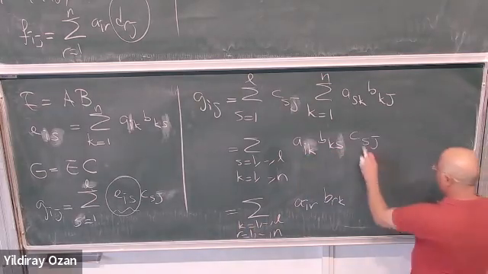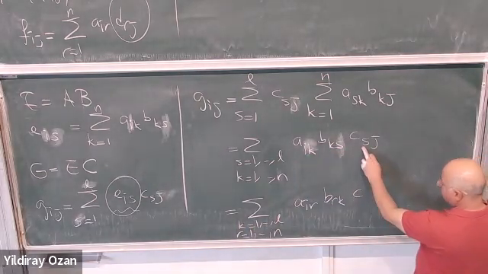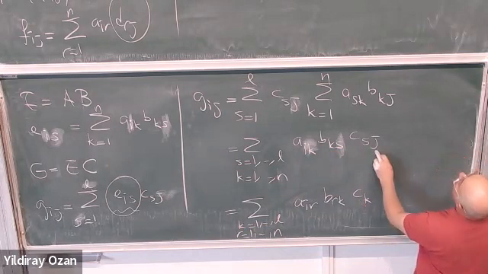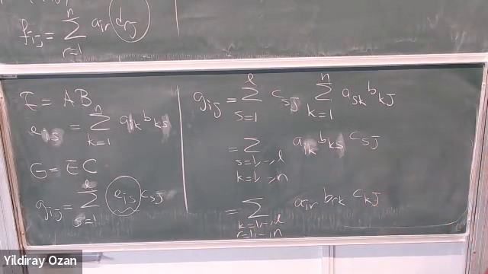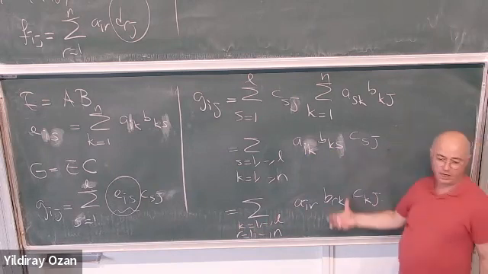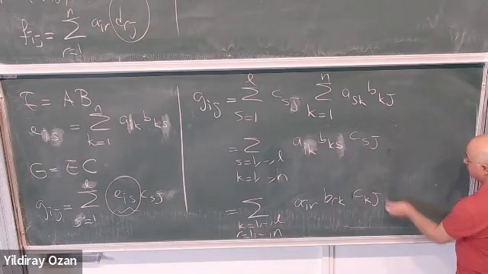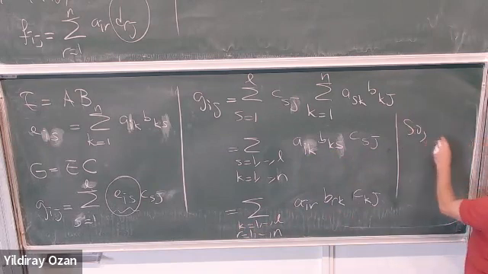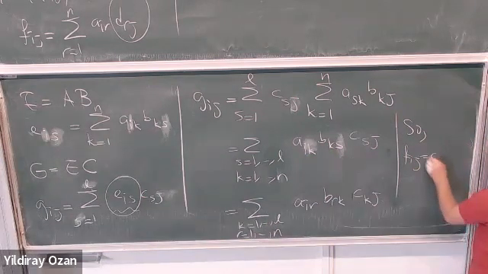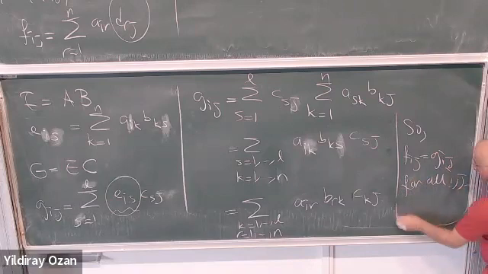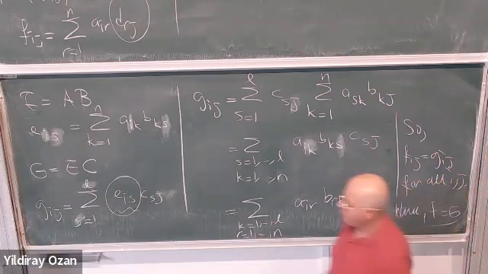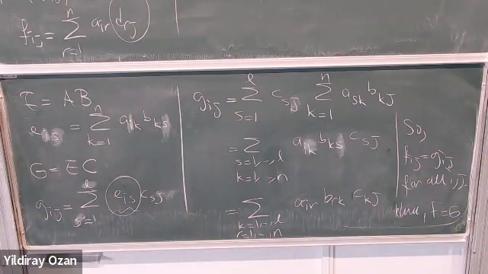And then C, S, I write K, and J is J. So they are the same. These two are the same, only the letters are interchanged. So Fij is equal to Gij for all ij, hence F is equal to G. Okay. F is equal to G.